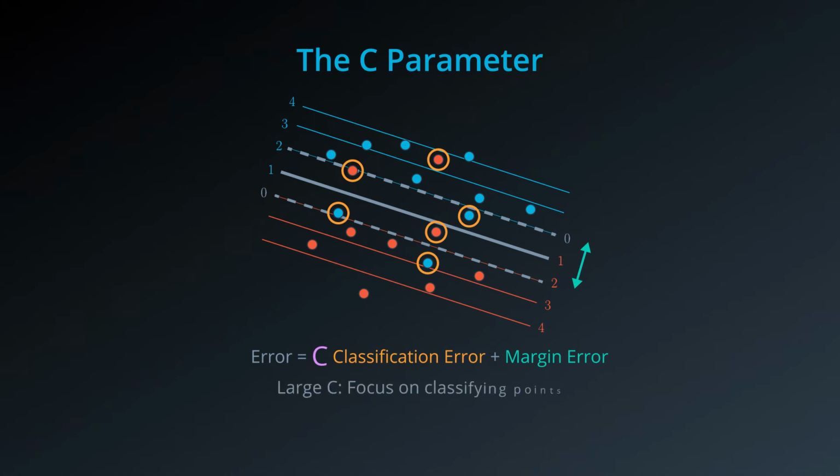If we have a very large C, then the error is mostly the classification error, so we're focusing more on correctly classifying our points than on finding a good margin. But if the C is very small, then the error is mostly a margin error, so we're focusing mostly on a large margin than on classifying the points correctly.